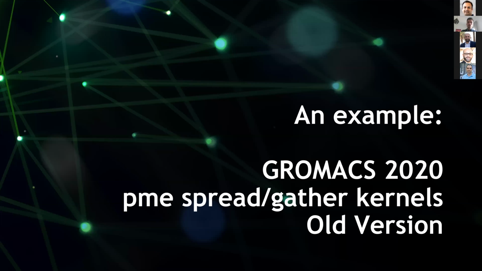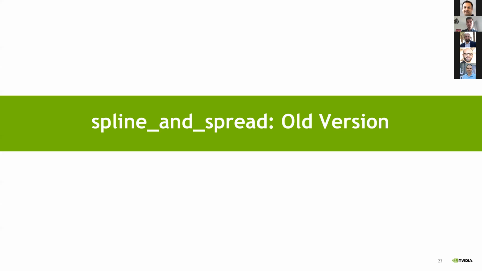Okay, so much for the general introduction explanation part. Then I want to go into two examples. One is GROMACS that we profiled, GROMACS 2020, and there are two kernels that were analyzed and optimized here called PME Spread and Gather. I first go over the old version and then explain the optimization and how that can be inferred from the tool, and then we briefly look at the new version of those as well.